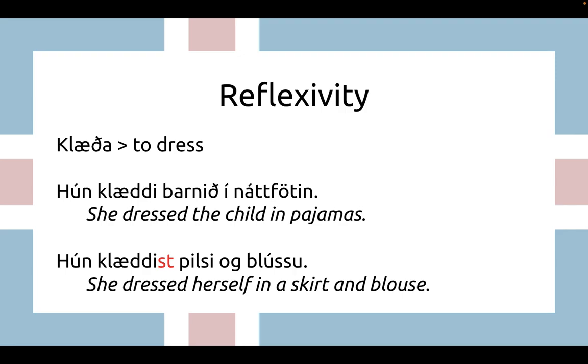A lot of the time when the middle voice can be used in a reflexive meaning, we could also use the reflexive pronoun. For example, you could also say hún klæddi sig í pils og blúsu. She dressed herself in a skirt and blouse. That would also work. But it is common to see the reflexive form in the middle voice. And you'll notice here that we are using the dative form of pils and blúsa, which is pretty common with reflexive verbs when the reflexive is formed with the middle voice, especially when it still takes an object like this one.